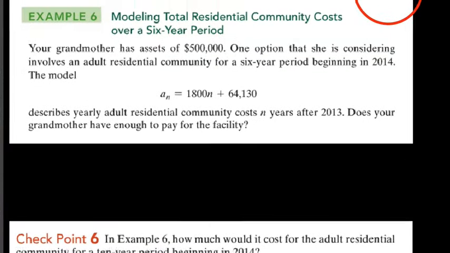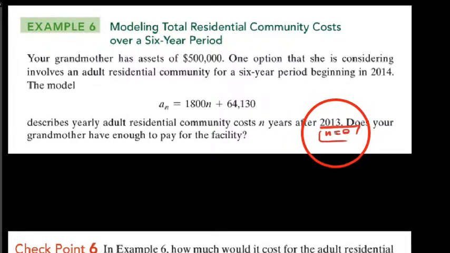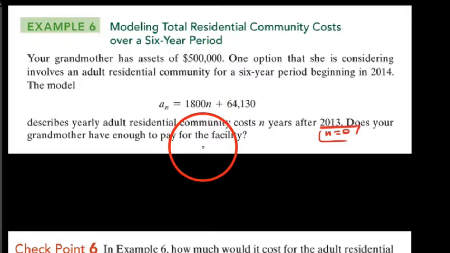So for the last example, we're going to look at a modeling situation. It says, okay, try this on for size. Your grandmother has assets of 500 grand, half a mil. One option that she's considering involves an adult residential community for a 6-year period beginning in 2014. This model describes the yearly adult residential community cost n years after 2013. One thing we want to be clear on is that the 0th year is 2013. It says, does your grandmother have enough to pay for the facility?